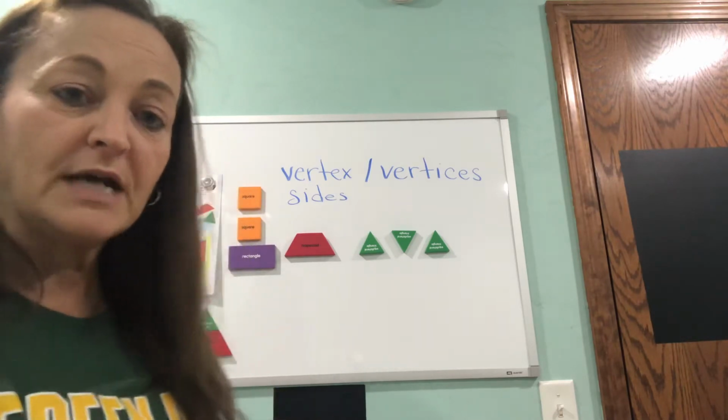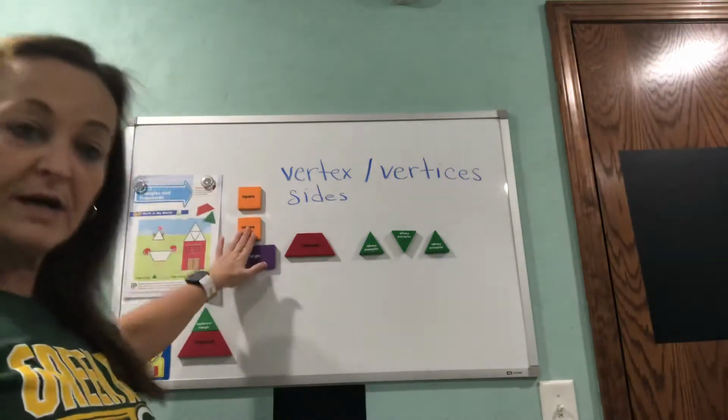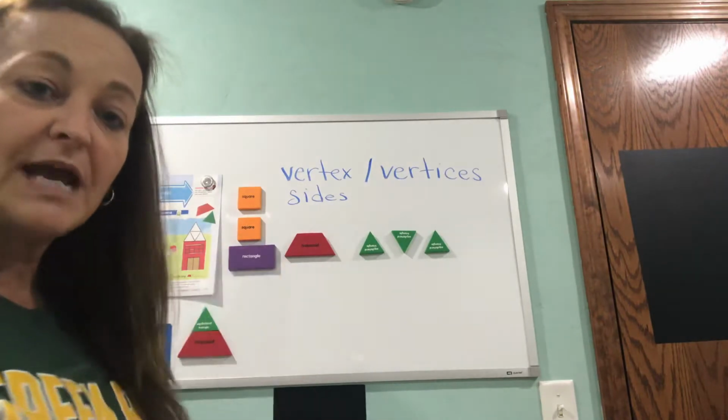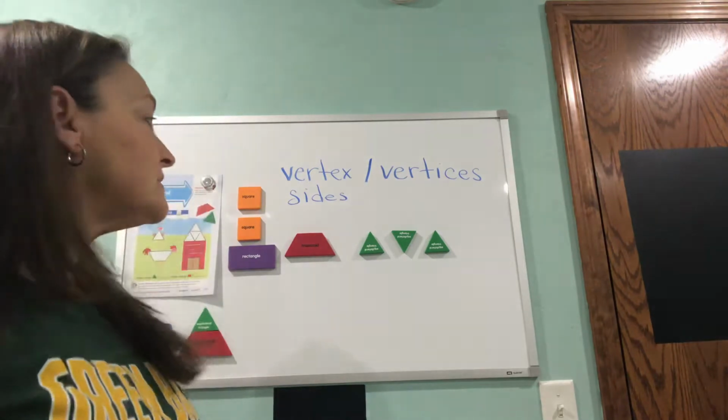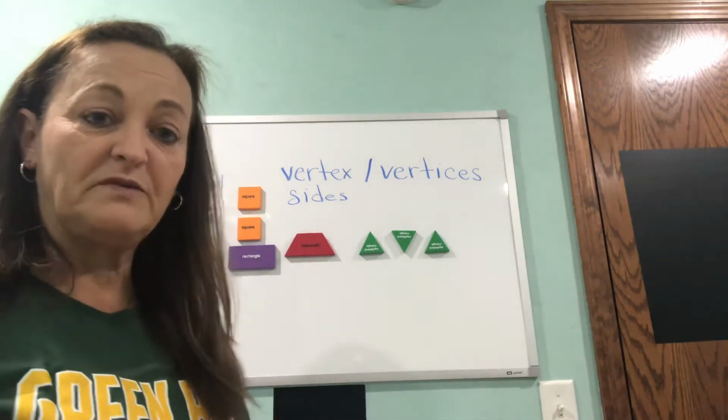So yesterday you talked a little bit in math about squares and rectangles. So today we're going to talk about trapezoids and triangles. So the one thing I want to do first is review some of the vocabulary.